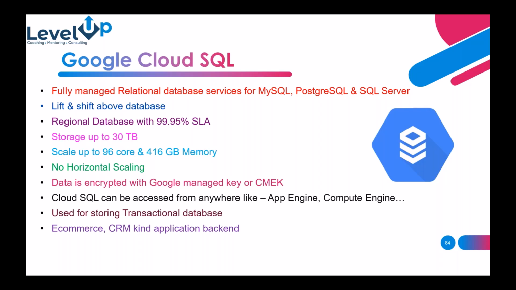Okay, now that is about storage. Then what about the processing? You can scale up to 96 cores for your performance and 416 GB RAM or cache memory, so that it will be extremely fast. Now you see, this only supports vertical scaling. There is no horizontal scaling in Cloud SQL.